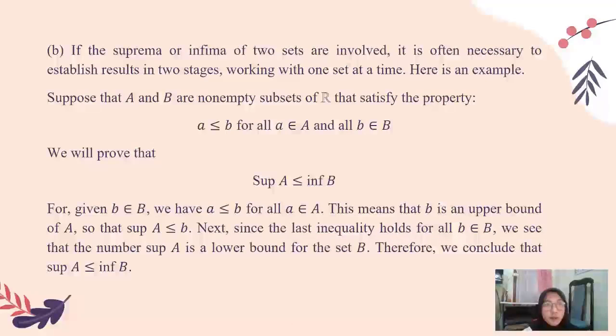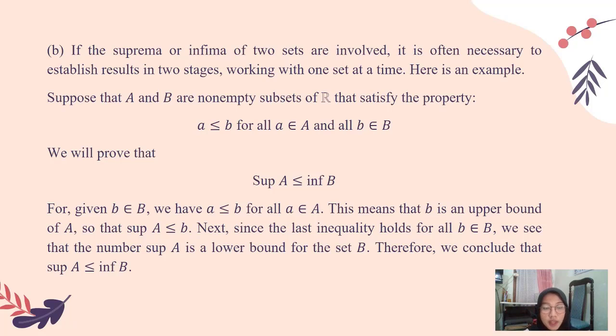B. If the suprema and infima of two sets are involved, it is often necessary to establish the result in two stages, working with one set at a time. Here is an example. Suppose that set A and set B are non-empty subsets of real numbers that satisfy the property a is less than or equal to b for all a an element of set A and all b an element of set B. We will prove that sup A is less than or equal to inf B.